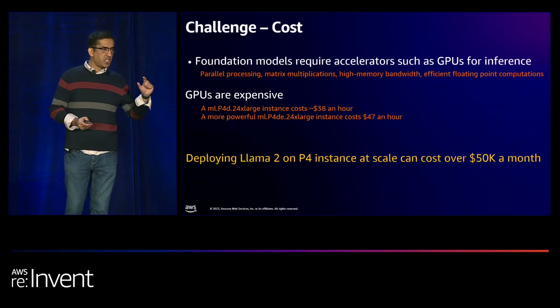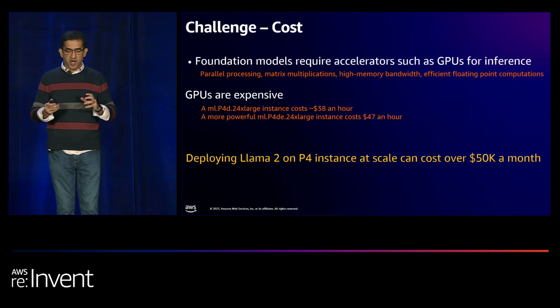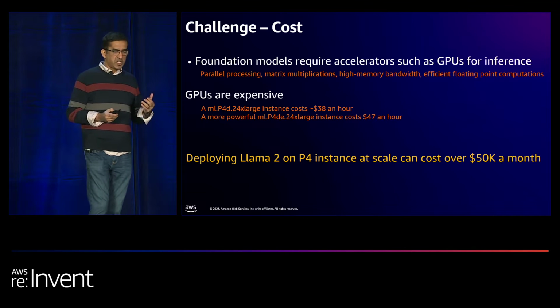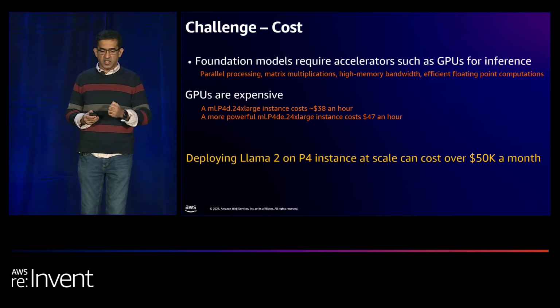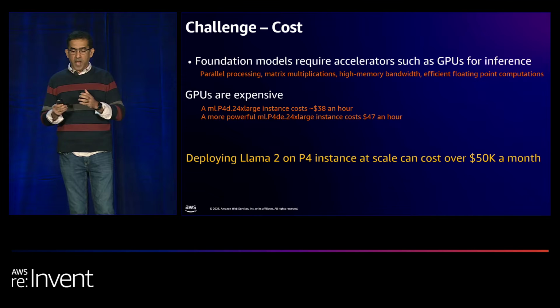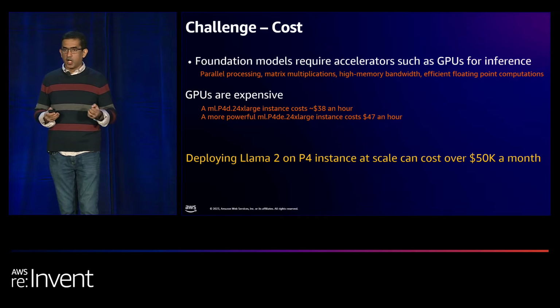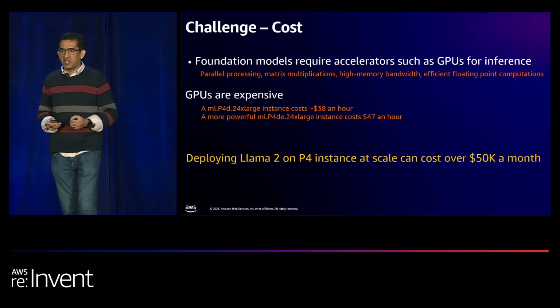The most challenging computational step in obtaining inference from a foundational model is the large vector-matrix and matrix-matrix multiplications that you have to perform. To implement these computations effectively, you need accelerators or GPUs that are efficient in calculating these matrix multiplications using parallel processing and high bandwidth memory. But these GPUs are expensive. For example, a P4D 24xlarge instance costs around $38 an hour. So if you run some back of envelope math, you will see that deploying a Llama 2 model on a P4D instance can cost you over $50,000 a month.